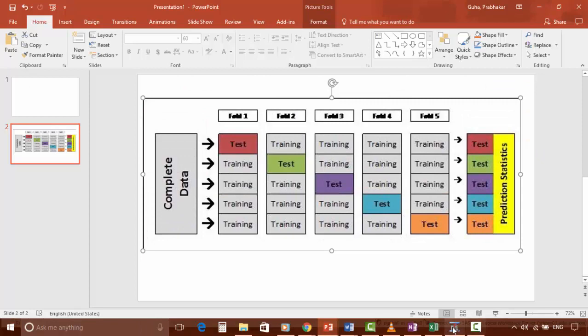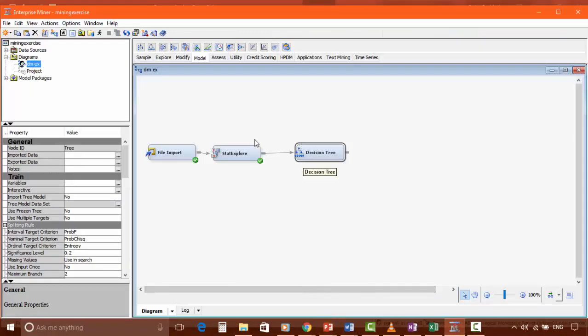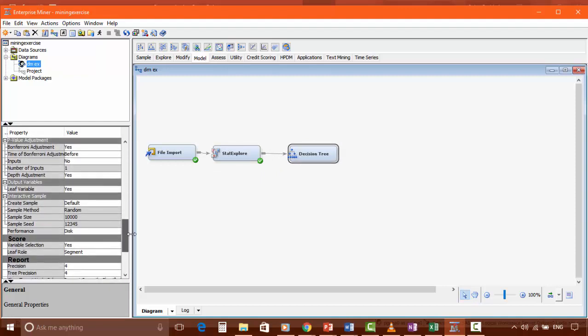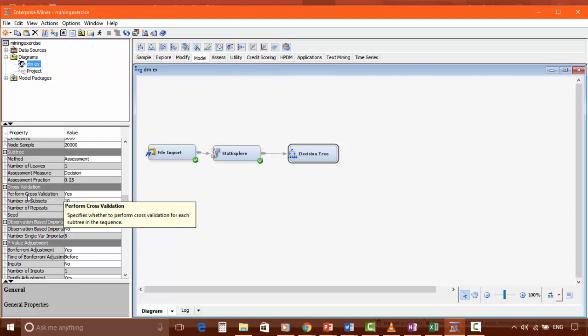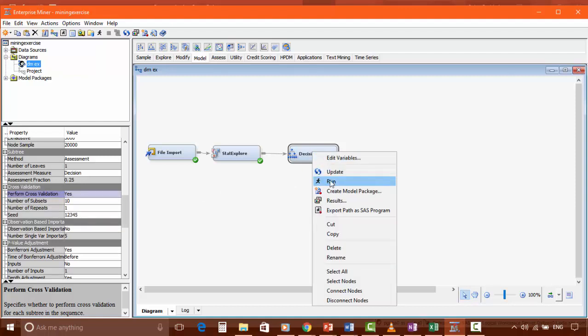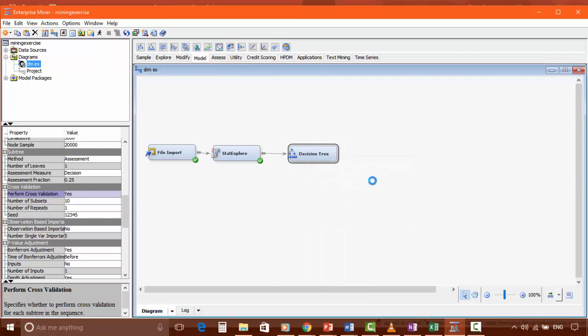So let's see this concept in SAS Enterprise Miner. Here we have taken a simple decision tree, and we will use cross validation to build a model. What we have to do is enable cross validation here. As we can see, we have set perform cross validation to yes, and then we will run the decision tree.